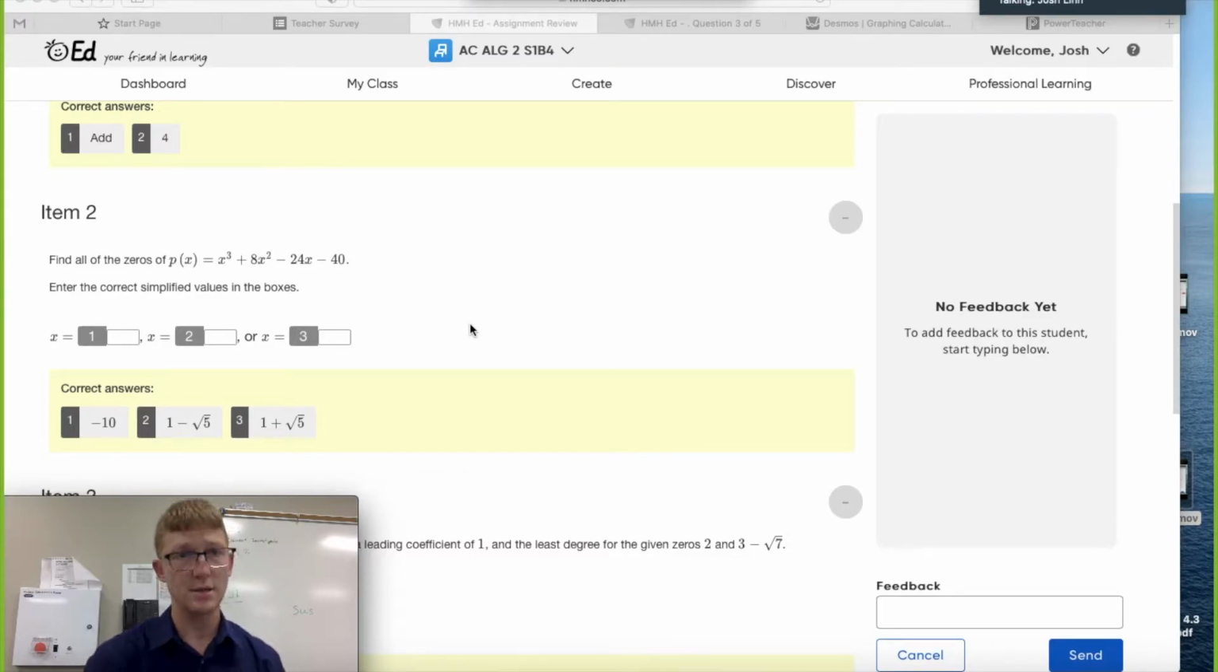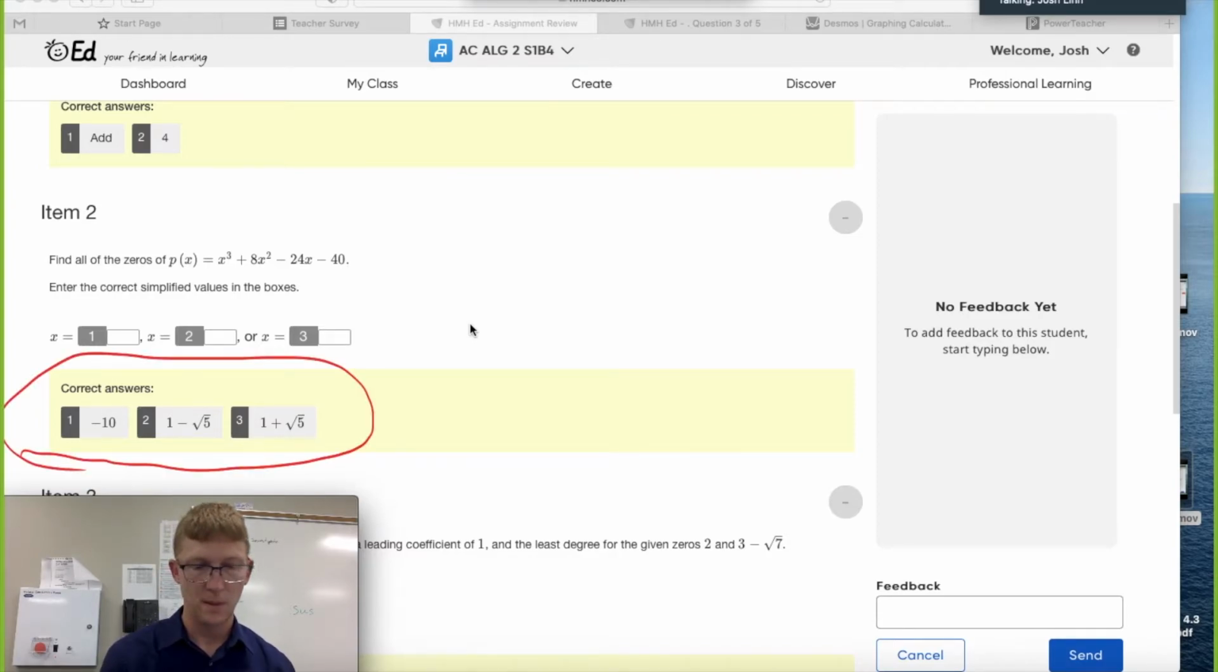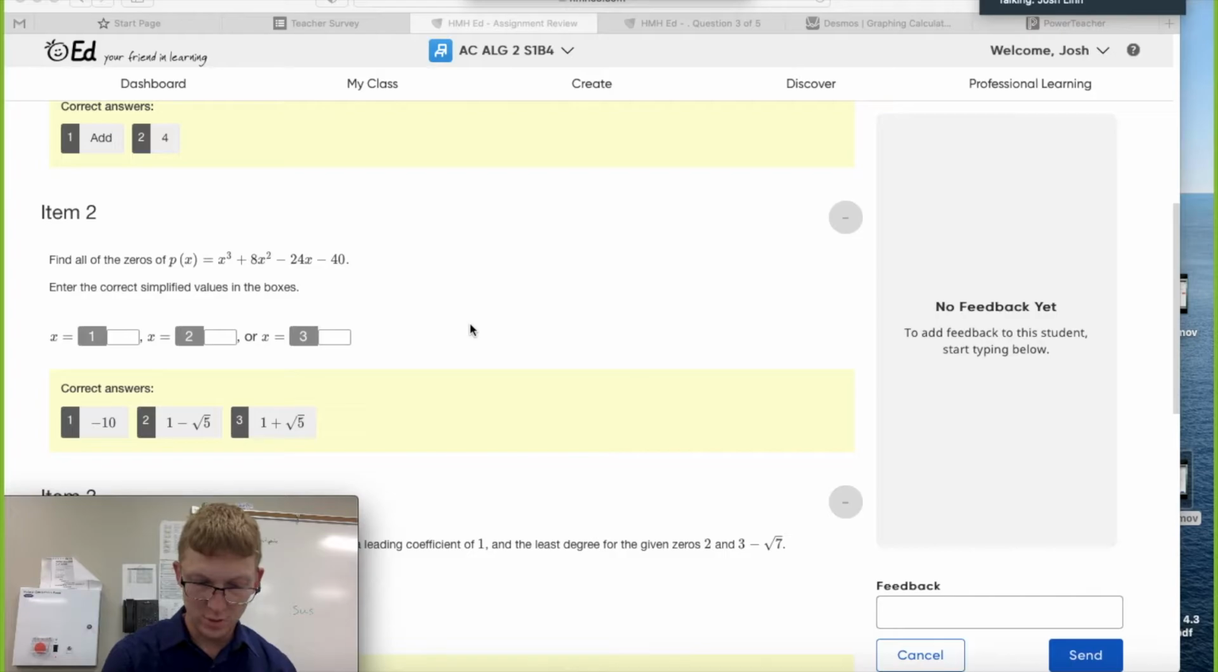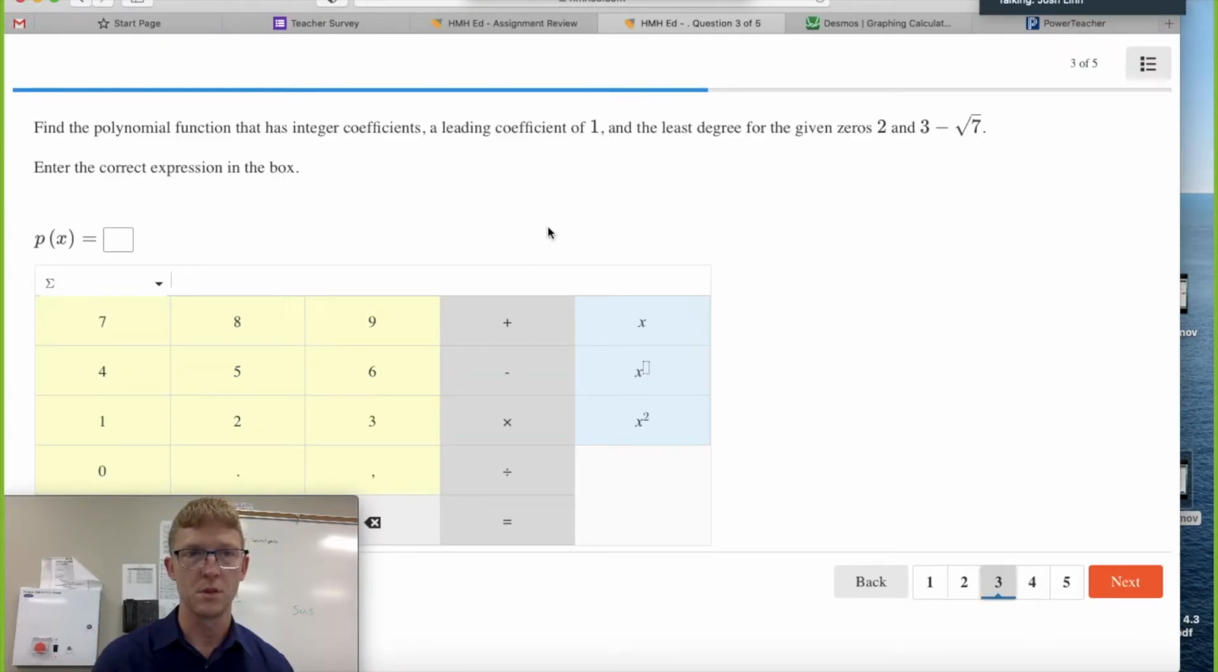So here are the answers that we can check, and you will notice that, bam, we got it. So we are good to go there. So let's go back and let's start number 3. Number 3 says find the polynomial function that has integer coefficients, a leading coefficient of 1, and the least degree for the given zeros 2 and 3 minus square root of 7.